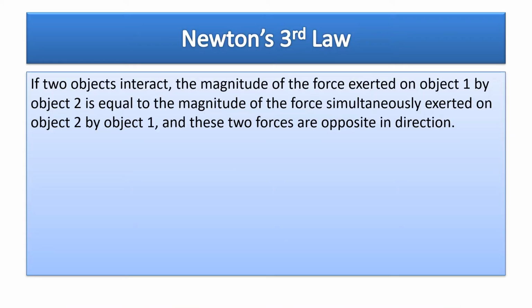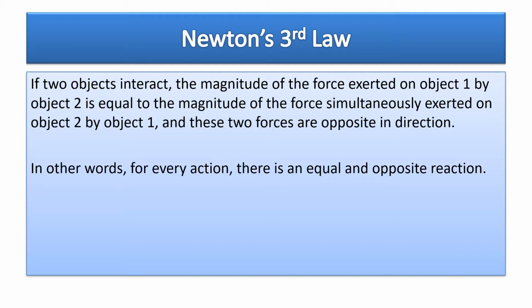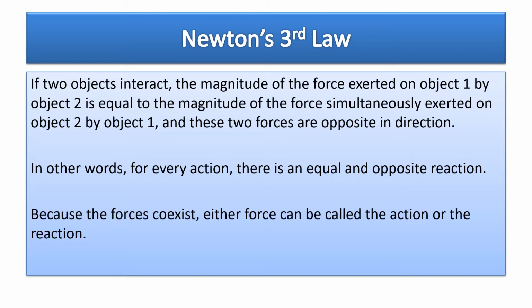Newton's third law: if two objects interact, the magnitude of the force exerted on object 1 by object 2 is equal to the magnitude of the force simultaneously exerted on object 2 by object 1, and these two forces are opposite in direction. In other words, for every action, there is an equal and opposite reaction. Because the forces coexist, either force can be called the action or the reaction. They happen at the same time, so they're simultaneous.